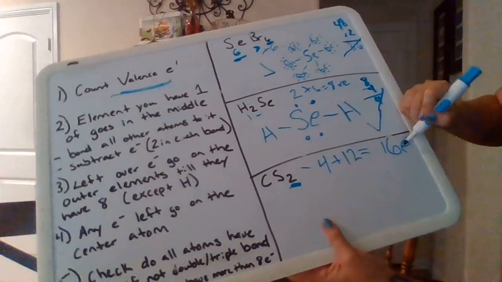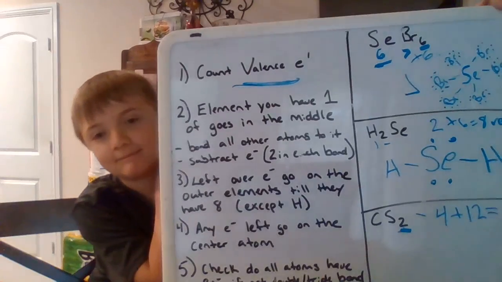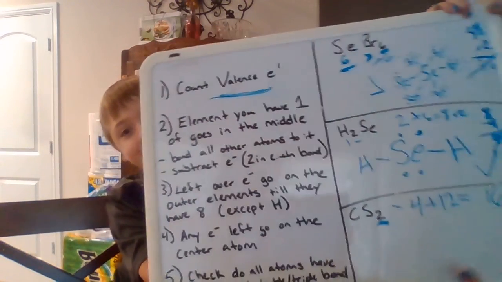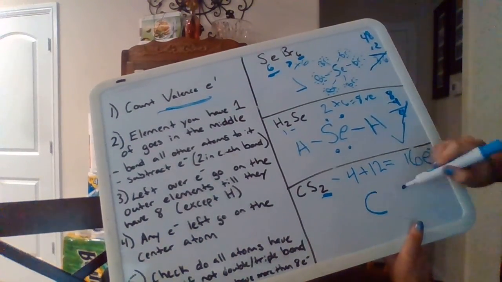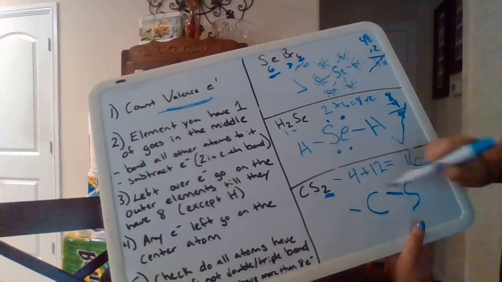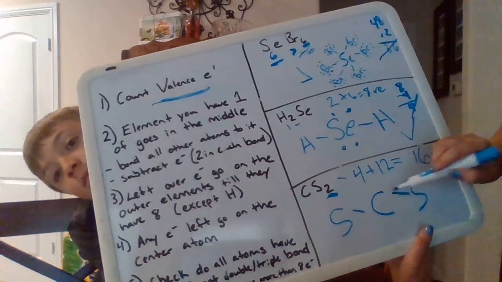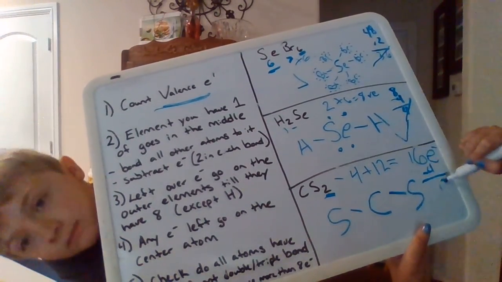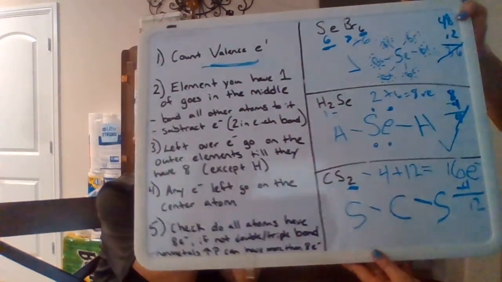Okay, 16 total electrons. Now my next rule says the element that I have 1 of goes in the middle, bond everything else to it, and then subtract the electrons I've used in the bonds. So I'm going to put carbon in the middle, bond it to sulfur. There we go. And then I've used 1, 2, 3, 4. I've used 4 of my 16, so minus 4. I have 12 electrons left to use.